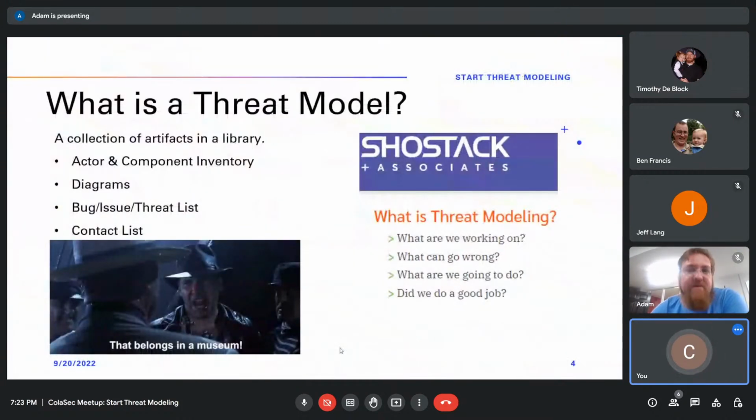So let's get into it. I need goats. So one of the first places I'm going to point you is Shostack and Associates. That's from Adam Shostack. Literally wrote the book on threat modeling.